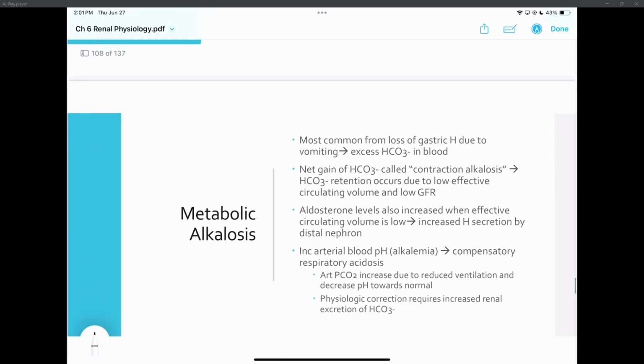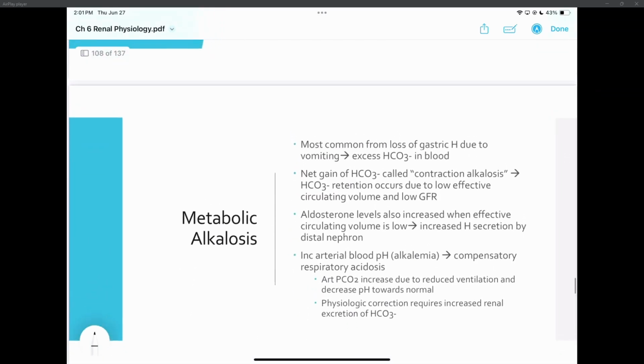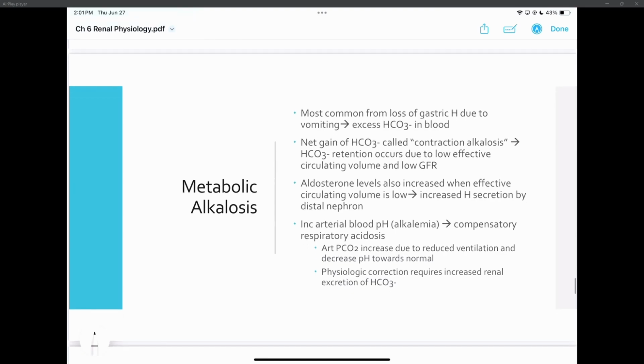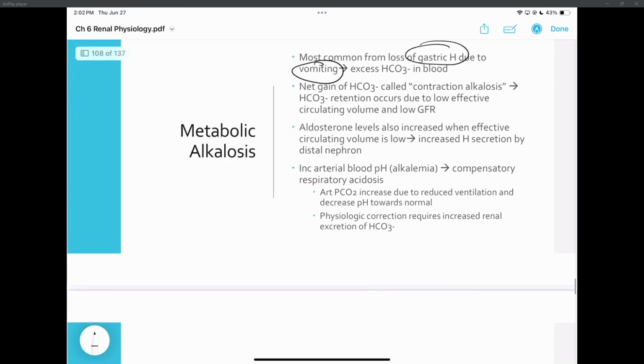Most common form of metabolic alkalosis: vomiting. We lose a lot of hydrogen in vomitus. Remember, hydrochloric acid is our gastric acid. All those hydrogens that are in our stomach waiting to be dissolving whatever food is, when you vomit, you lose all that. So then the bicarb starts to build up in the blood because there's no proton to bind to. So it's a net gain of bicarb.